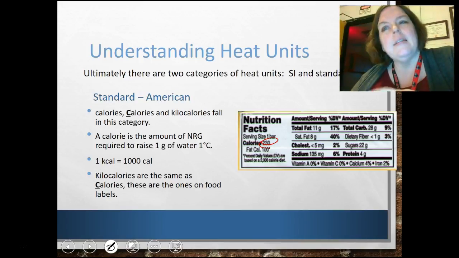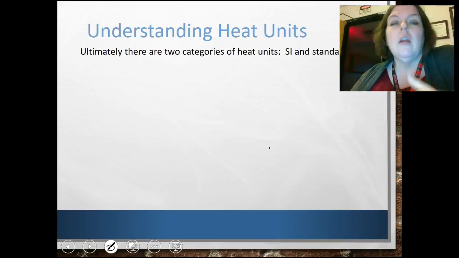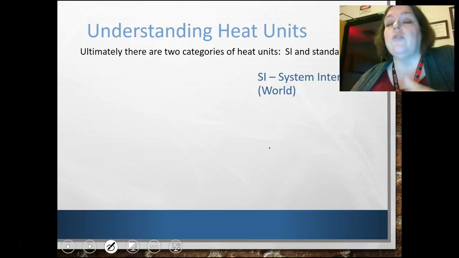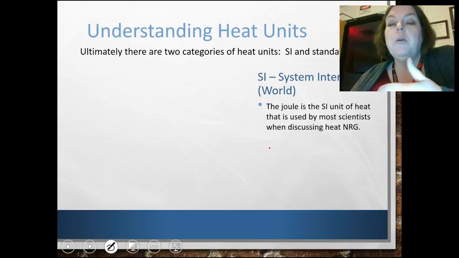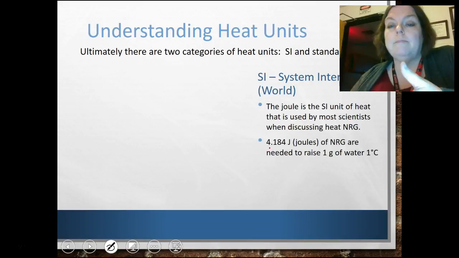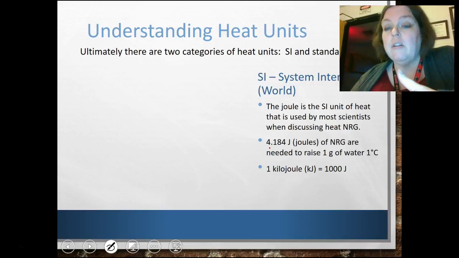Be really careful because this is confusing, which is why in this class we will be using the System International, or the SI system. So we will be using a joule as a unit of heat. So 4.184 joules of energy are needed to raise 1 gram of water 1 degree Celsius. Okay, 1 kilojoule is equal to 1,000 joules.